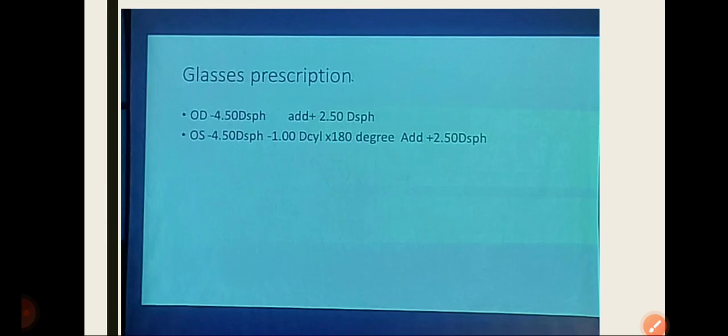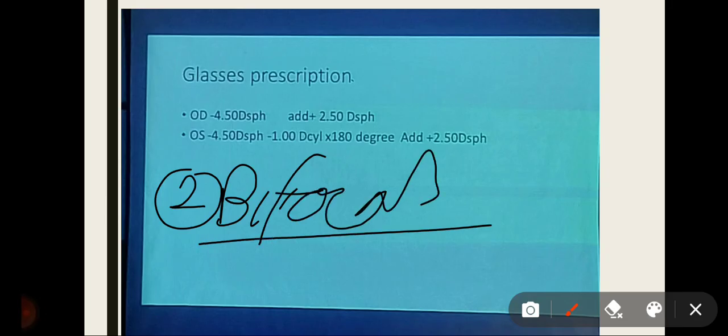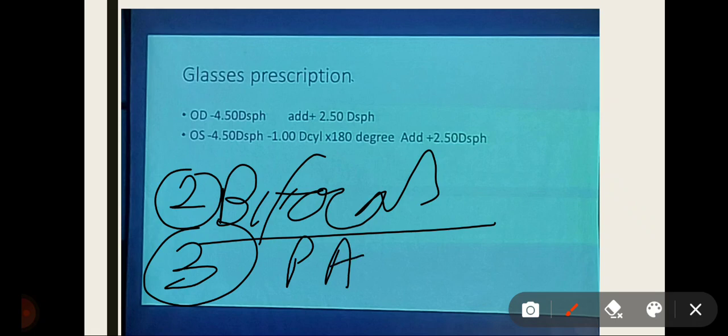And prescription types. The first will be single vision, for only distance or only near. The second prescription type is bifocal, where there are two distinct powers, distance and near vision. And the third type is progressive addition lens, PAL. This has no visible lines and a smooth transition from distance to near.